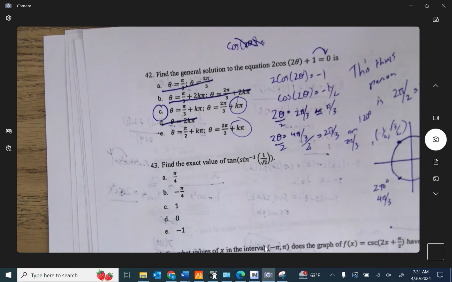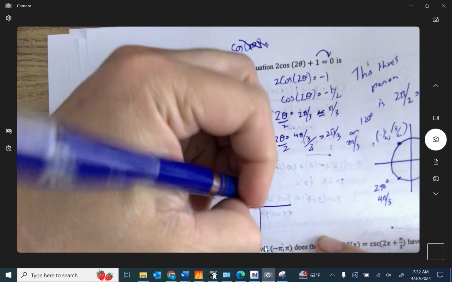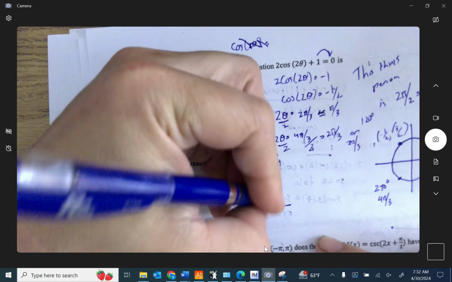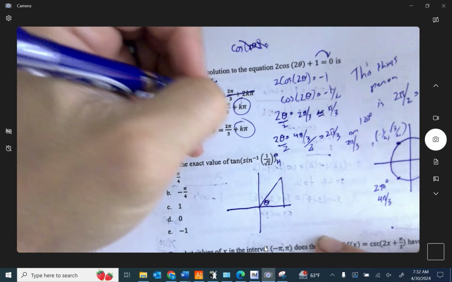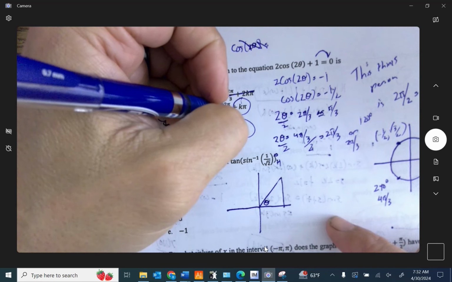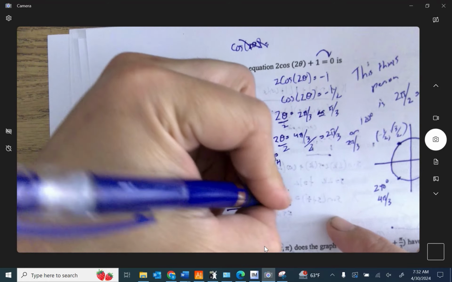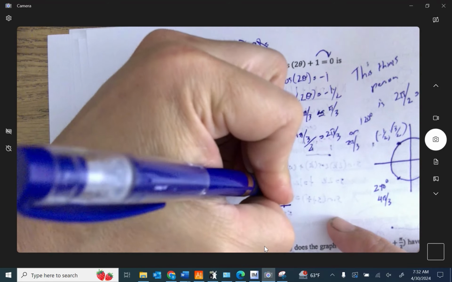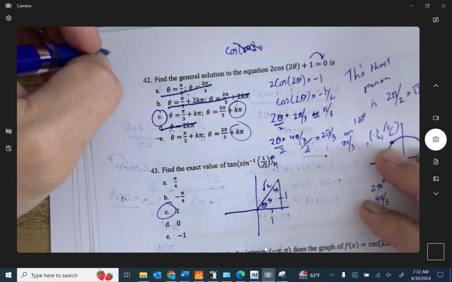All right, find the exact value of the tangent of the arcsine of 1 over root 2. So this is just a simple first quadrant drawing. Sine, by the way, is opposite over hypotenuse. There's theta. Opposite is a 1, hypotenuse is root 2, and you should know the rest of this pattern. That's 45, 45, 90. And I want the tangent ratio, by God, it's 1.